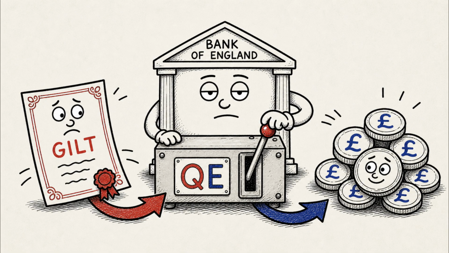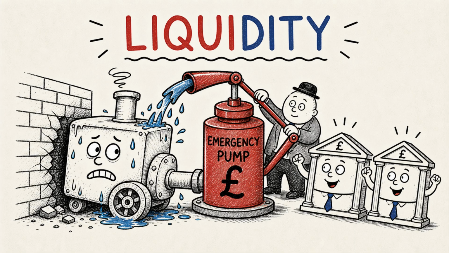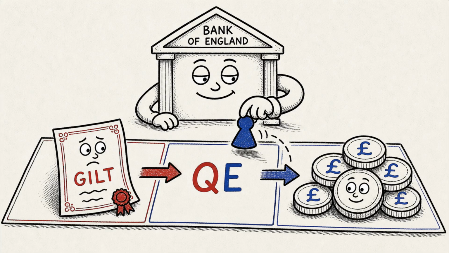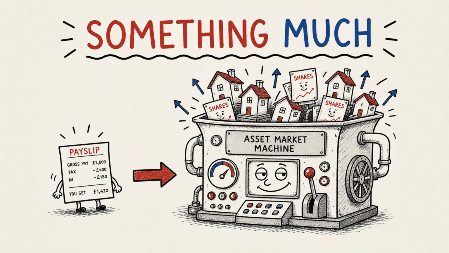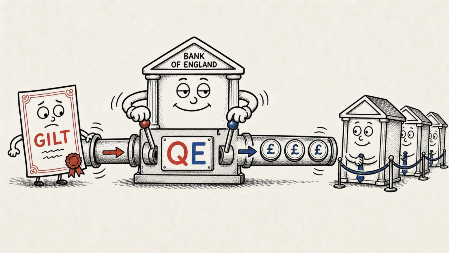Quantitative easing can act like a giant emergency pump. It pushes liquidity into the system when the system is gasping for air. So the fair question is this: quantitative easing can stop a bad crisis turning into something much worse, but the unfair version is also important.